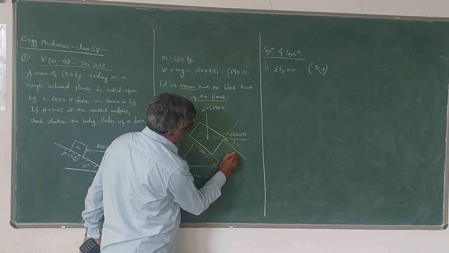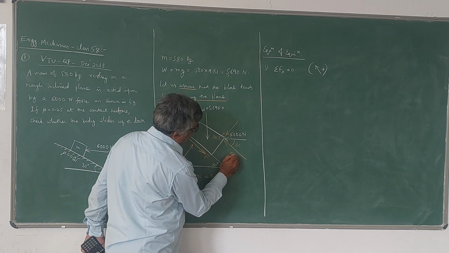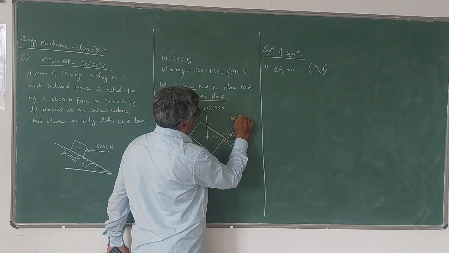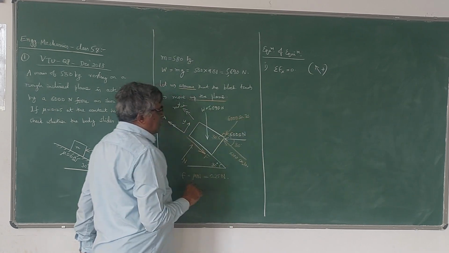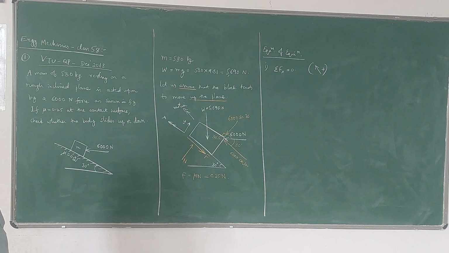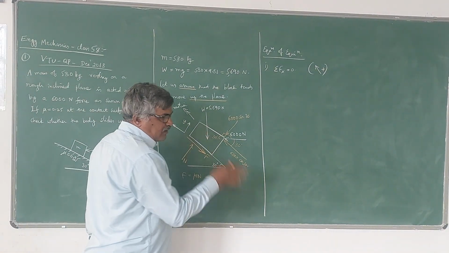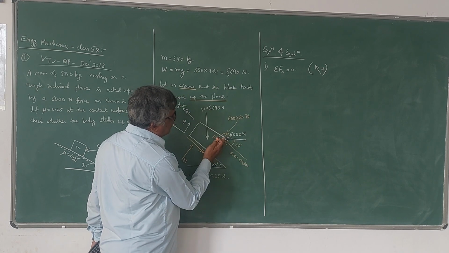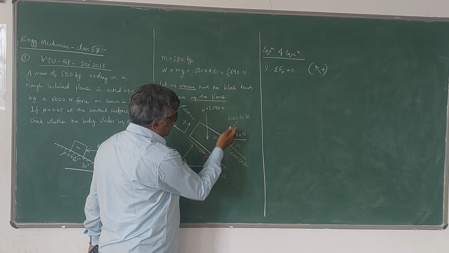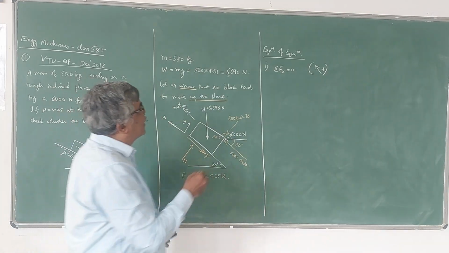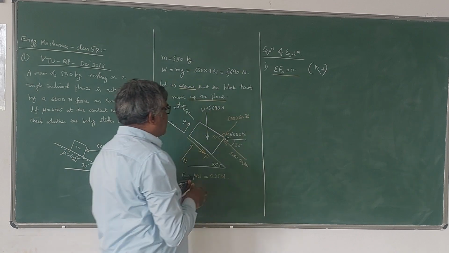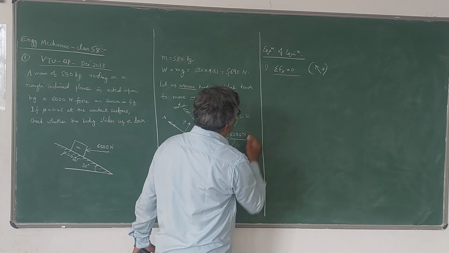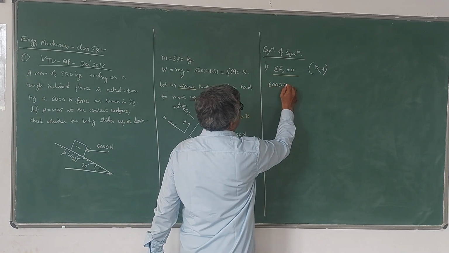That means this force will be 6000 cos 30 and this will be 6000 sin 30. That is the resolution, because we have to resolve the 6000 Newton force along the x and y directions. The component in the x direction is 6000 cos 30, and the component in the y direction is minus 6000 sin 30. Those two things are important. Now I will write sigma Fx equal to 0 for this. 6000 cos 30 is positive because it is acting in the positive direction of the x axis.